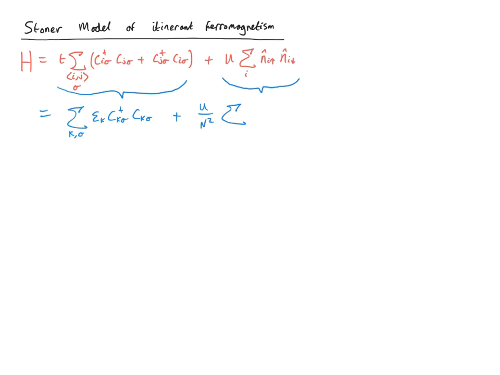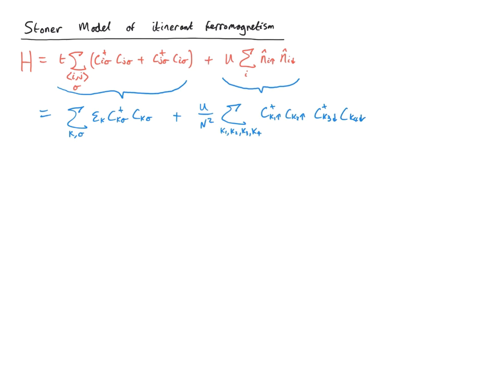And then I have an enormous sum over momenta for each of the operators, k1, k2, k3, and k4. And then the operators in question will be c k1 up dagger, c k2 up, c k3 down dagger, c k4 down. So this is the transformation of the Hubbard term.